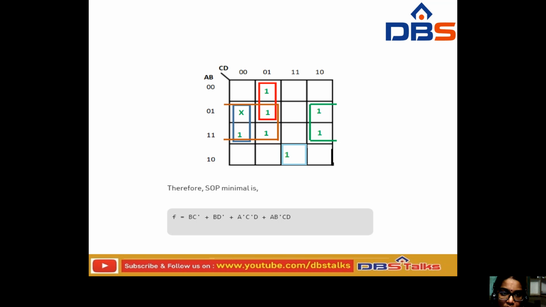See, this is 0th cell, 1, 2, 3, 4, 5, 6th cell and 7th cell. This is 8th cell, 9th cell, this is 10th cell and this is 11th cell. This is 12th cell, this is 13th cell, this is 14th cell and this is 15th cell.